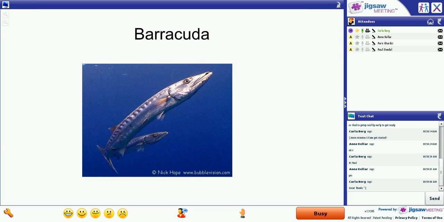Take a second to look at the barracuda. His nose is very pointed. He looks almost like a torpedo. That is a streamlined fish.